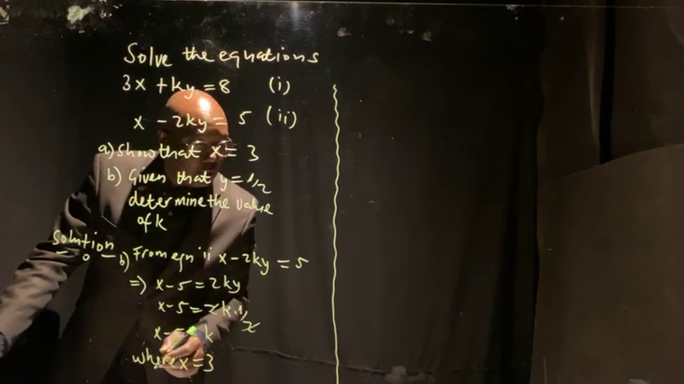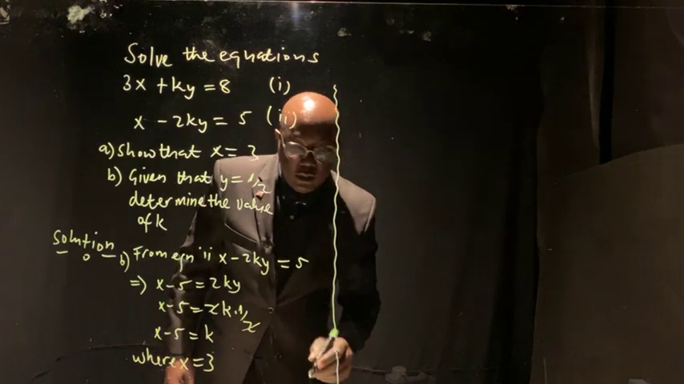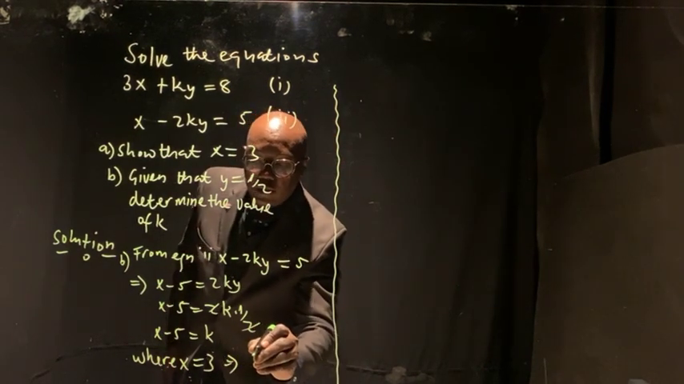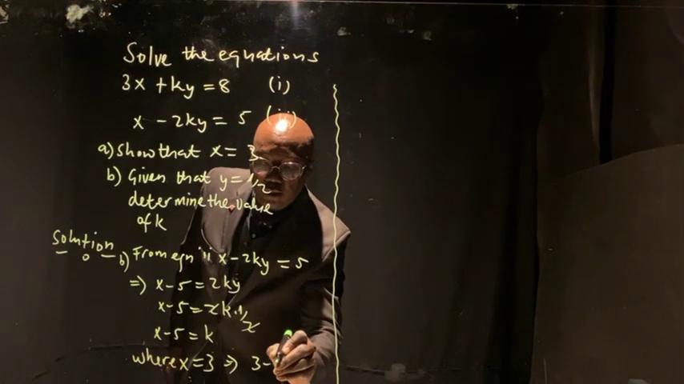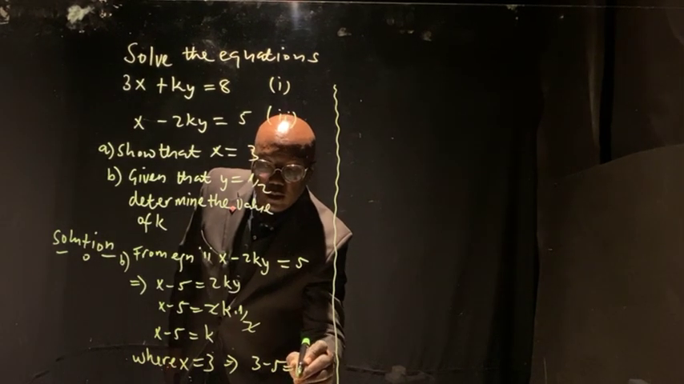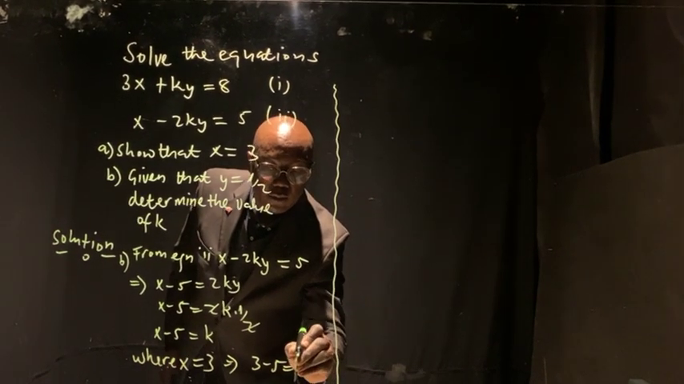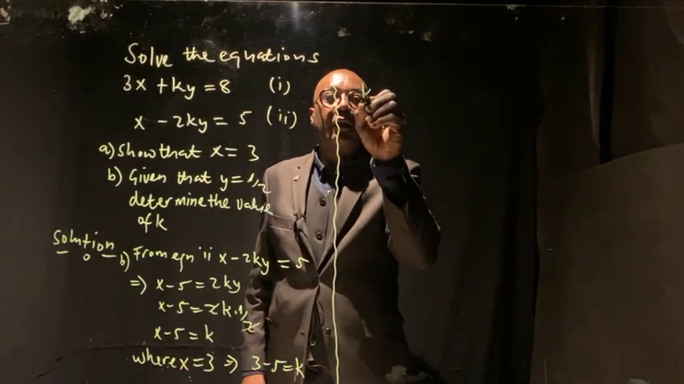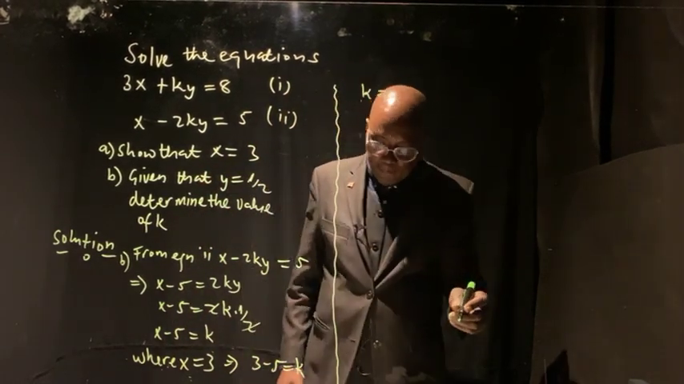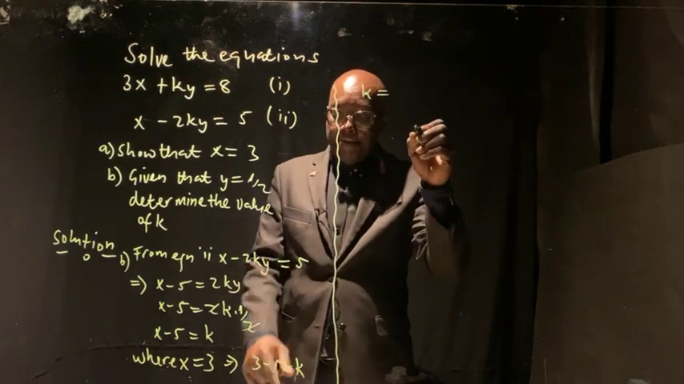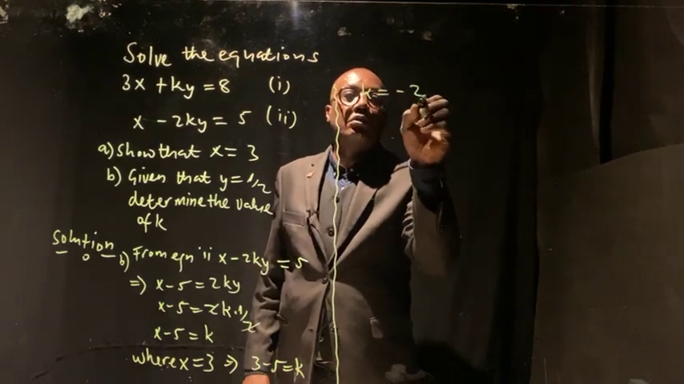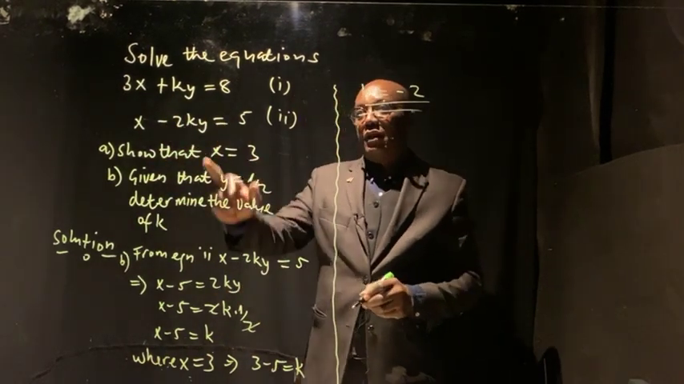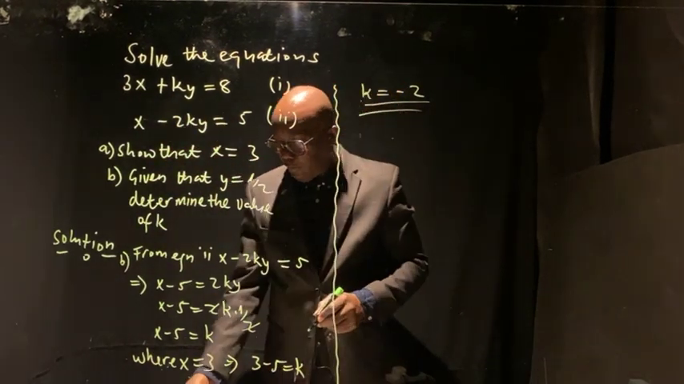In that case, we have 3 minus 5 equals k, which implies that k is equal to minus 2. We could have used the same equation to find that k is equal to minus 2.